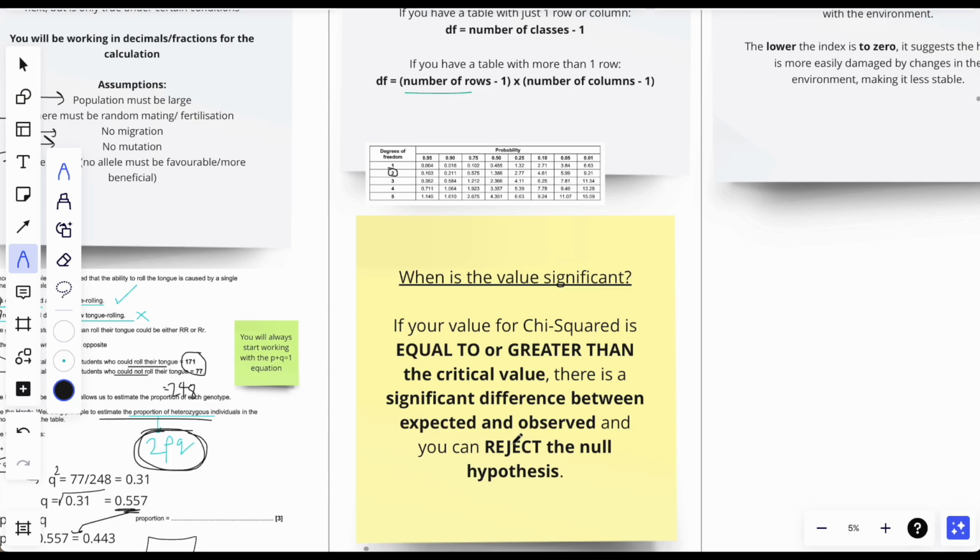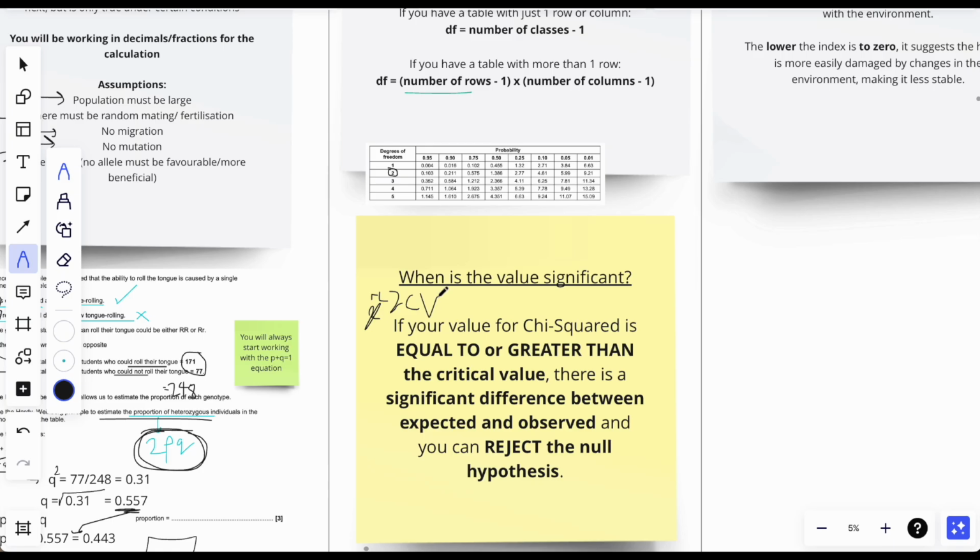So the value is significant when your chi-squared value is greater than or equal to the critical value that you found in the table. That would mean that there is a significant difference between the expected and observed, and therefore you can reject the null hypothesis. Okay, as I said, these arguments can reverse.